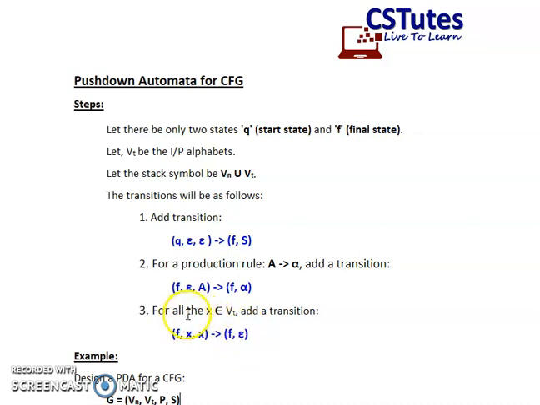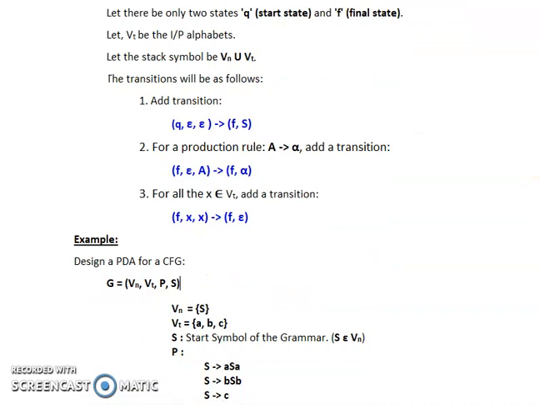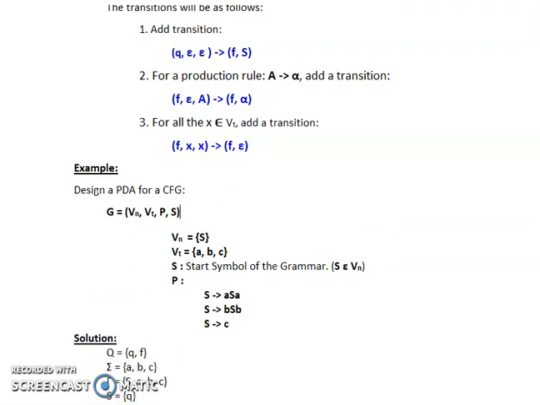That means for every terminal that is present in your context-free grammar, you are going to add this particular transition according to which you will be in the same state, and for every terminal as an input and for every terminal on the top of the stack, you are going to replace the top of the stack by epsilon. That means you are going to pop the element x from your stack. Now let's see an example to understand it in a better way.